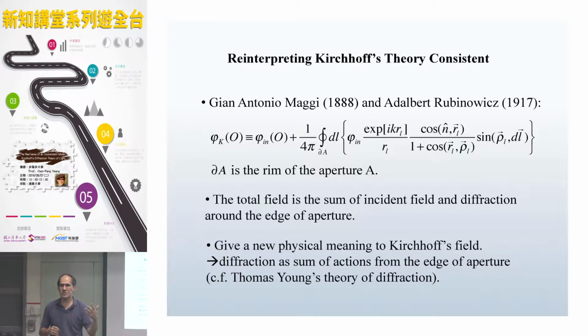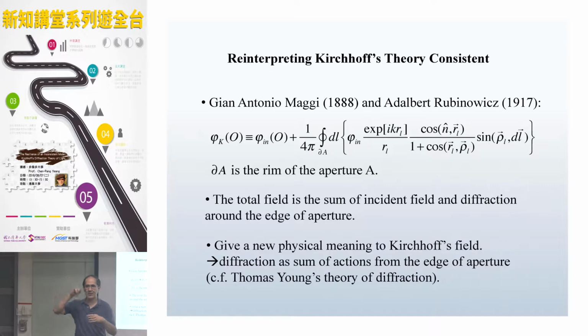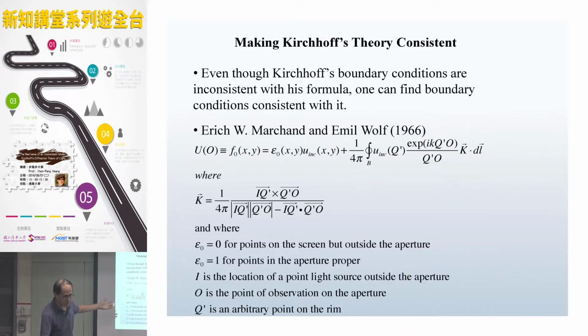So remember, the major difference between Young's diffraction theory and Fresnel's theory is that Young only considered the contribution from the two edges of the aperture, but Fresnel considered the contribution from the whole surface of the aperture. But now we have the line integral over the rim of the aperture, which seems to suggest that maybe there's some grain of truth in Young's physical theory. But this is just the opening of that new direction.